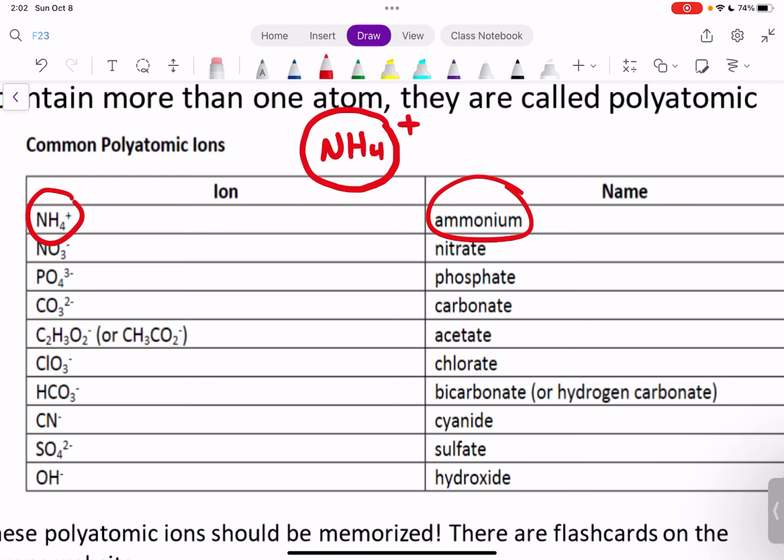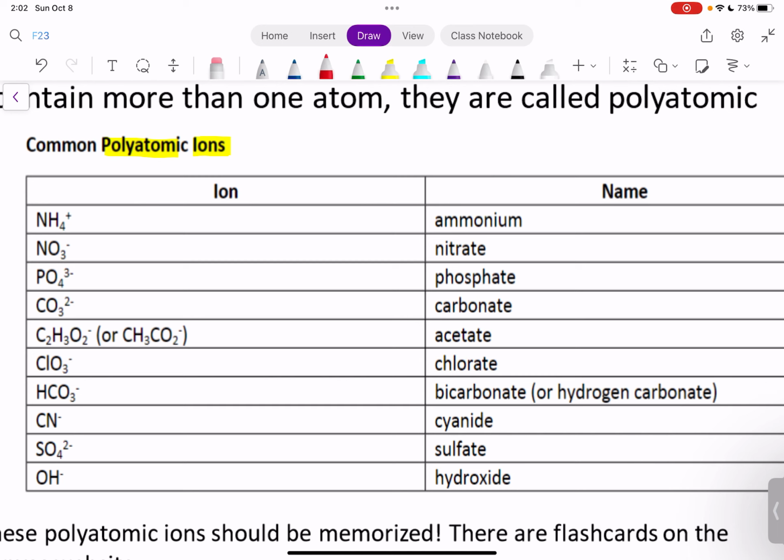So all of those atoms are bonded together covalently, actually, and we'll talk about what covalent bonds are. But they're all bonded together, but they have an overall charge. And that's what makes this a polyatomic ion. All right, so that's our only cation of the polyatomic ions that you need to memorize, and you need to memorize all of these. So I would recommend making some flashcards.